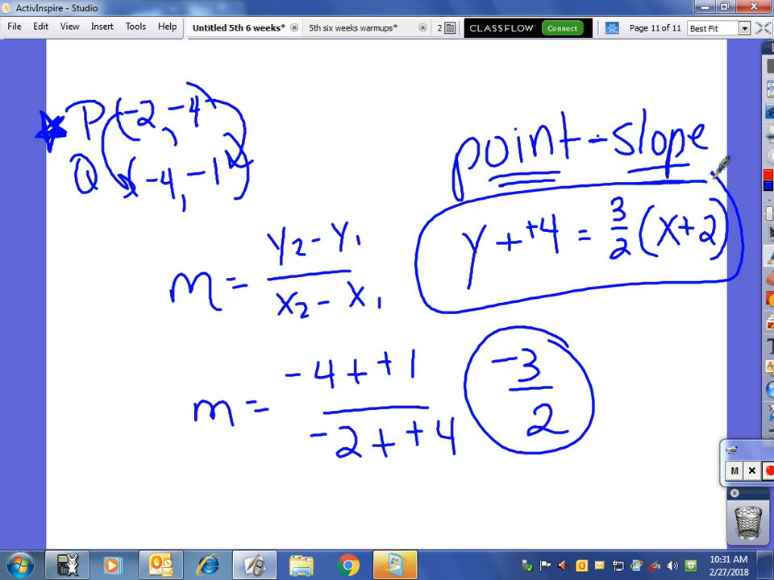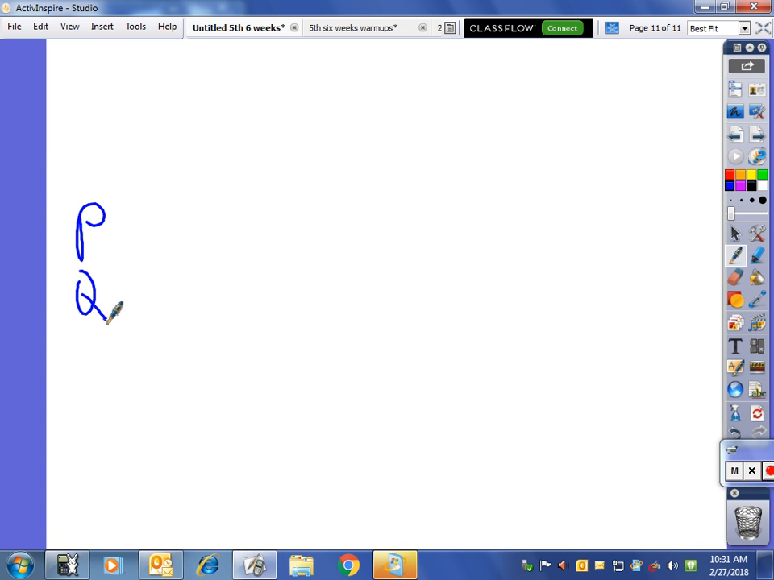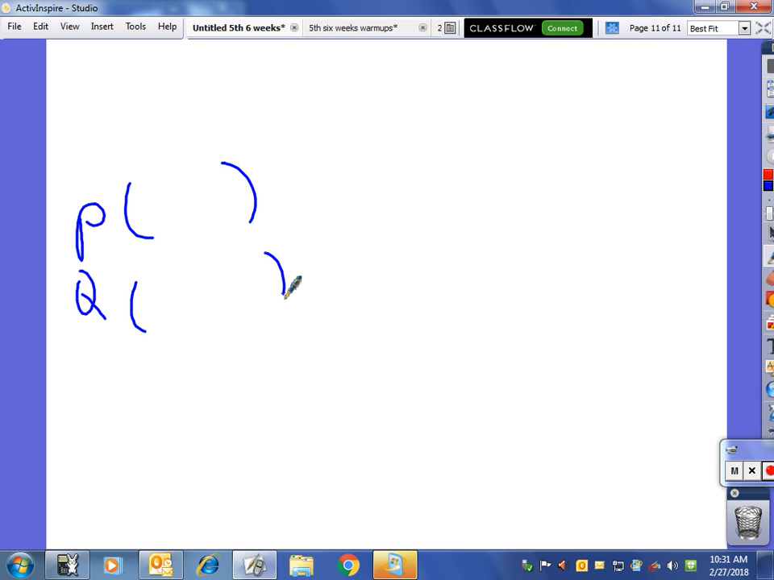All right, you try one more. One more. We're going to check homework in just a second. All right, P and Q. I'm giving you 2 points on a line. I'm asking you to write the equation of the line in point-slope form using point P. Just so we have the same answers. You could actually use either one, but we want to have the same answers. All right, find the equation of that line in point-slope form.